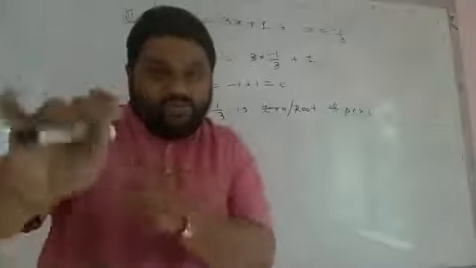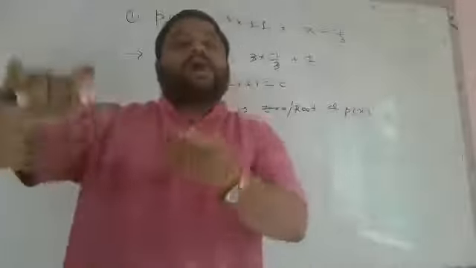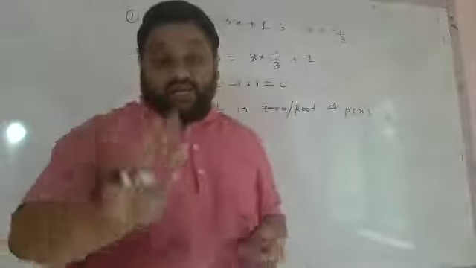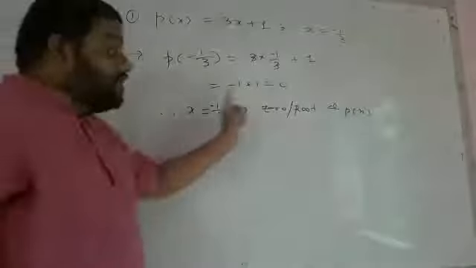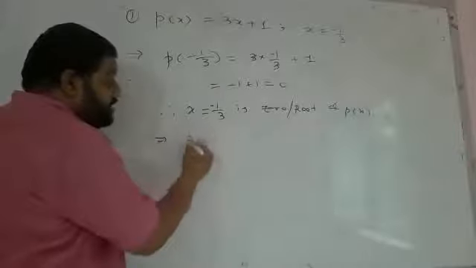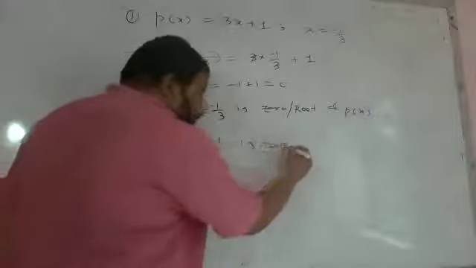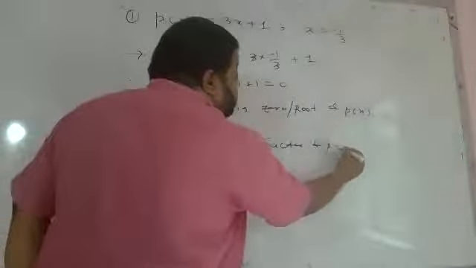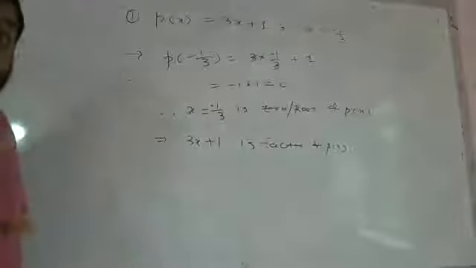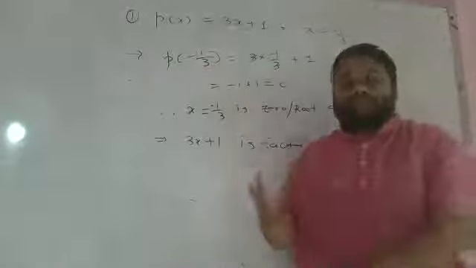Either x is equal to a particular value, it is a zero of P of x, a root of P of x, or a solution of P of x. Any of these three words can be used. And another thing is 3x minus 1 comes to this side: 3x plus 1 is a factor of P of x. So let us understand the difference between zeros of P of x and factors of P of x.